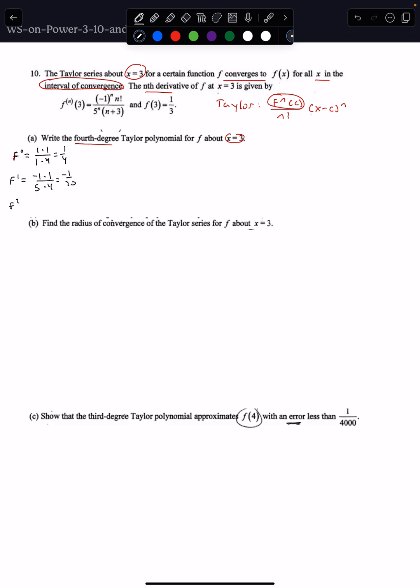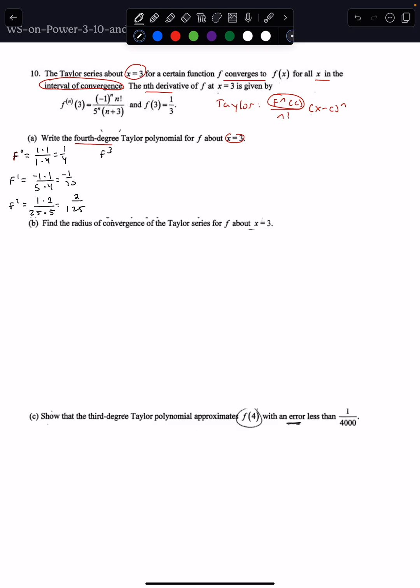And to get the value of the second derivative, same idea. We're going to plug the 2 in now. And that's going to give us negative 1 squared, which is 1, 2 factorial, which is 2, and this becomes 5 squared, which is 25, times 2 plus 3, which is 5. Simplifying that, that's just 2 over 125.